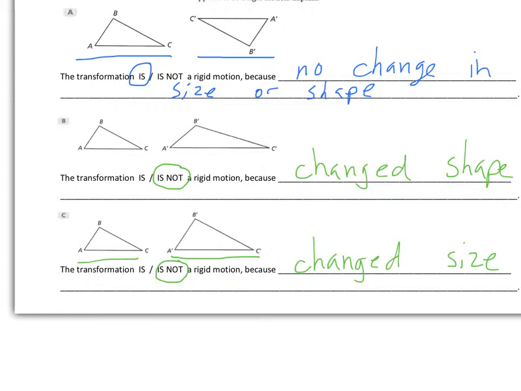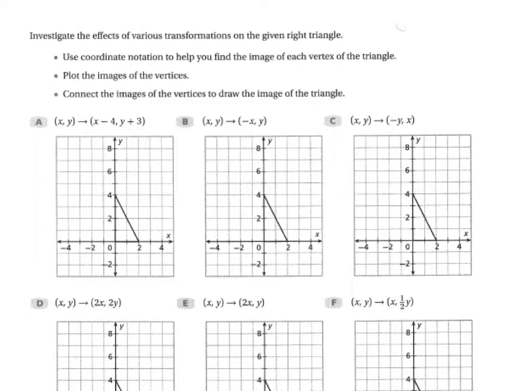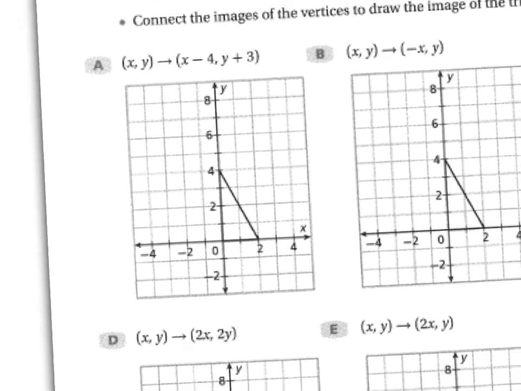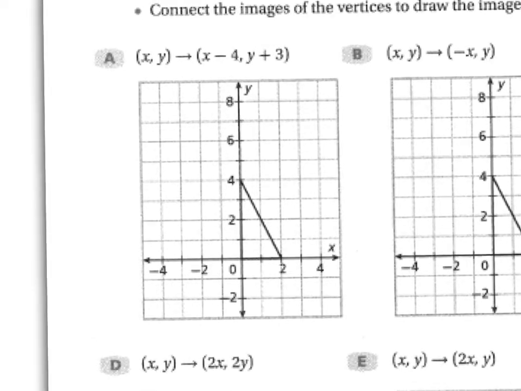Okay, next we're going to look at a couple of transformations. We're going to use the coordinates. We're going to plot the images of the vertices, and then we're going to connect the dots and see if it has rigid motion or not. So let's look at this one. I have x minus 4, which means I'm going to go to the left 4, and then y plus 3, which means I'm going to go up 3.